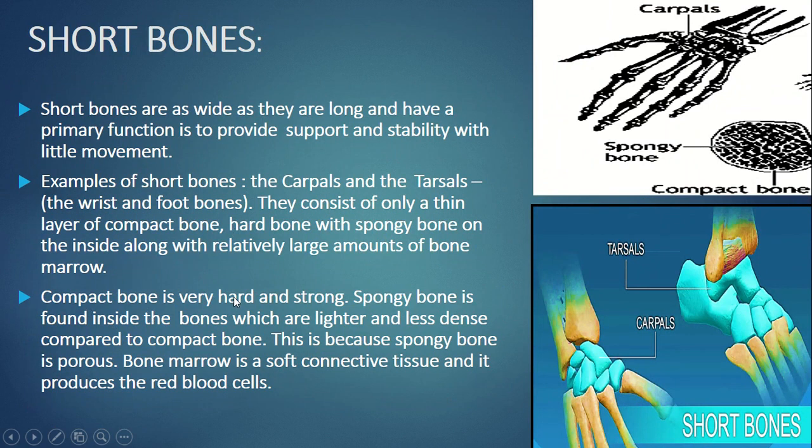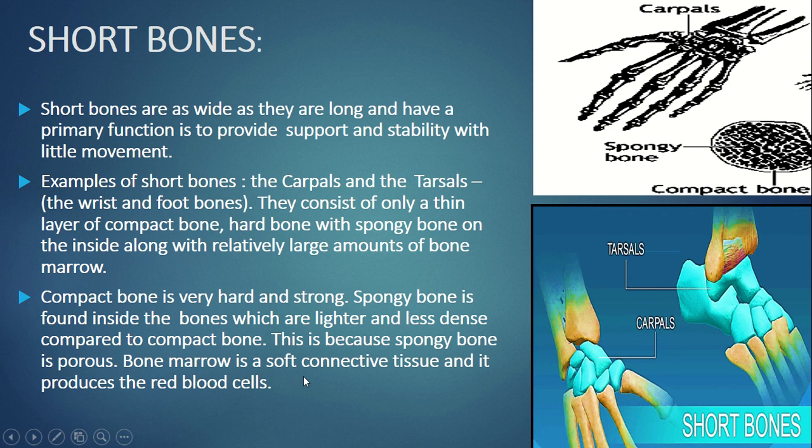The compact bone is very hard and strong. As we saw earlier, the compact bone is very strong and hard. The spongy bone is found inside the bone, and it is lighter and less dense compared to the compact bone. As the name says, it is very spongy, very light and less dense. This is because the spongy bone is porous. It has small pores, small holes in it, like a sponge, which is how it absorbs.